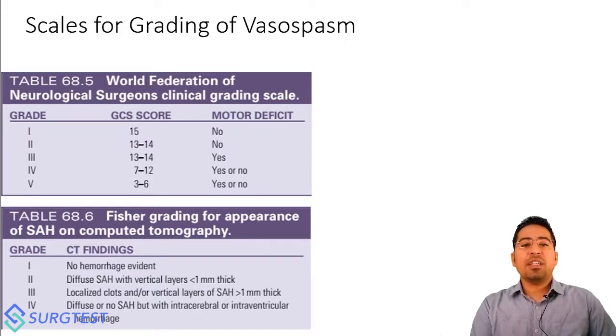Then talking about the Fisher grading, based on the CT appearance of the subarachnoid hemorrhage. If there is no hemorrhage evident, it is called grade 1. If there is diffuse SAH and there are vertical layers of blood which are less than 1 mm thick, it is graded as grade 2. If there are localized clots and vertical layers of SAH which are more than 1 mm thick, that is graded as grade 3. And if there is diffuse or no SAH but with intracerebral or intraventricular hemorrhage, that is graded as grade 4. So this is the Fisher grading scale, which is based on the CT scan findings.